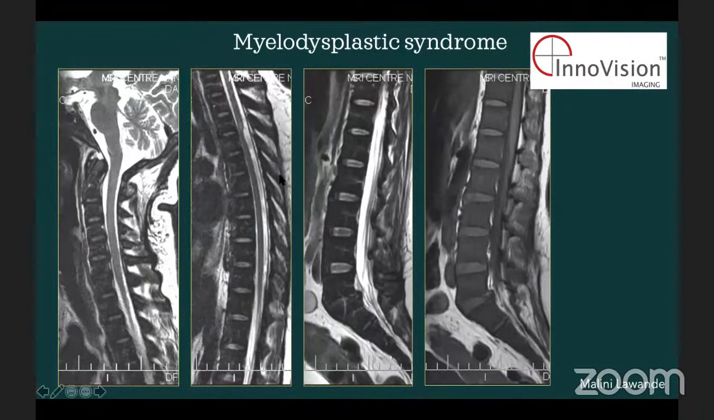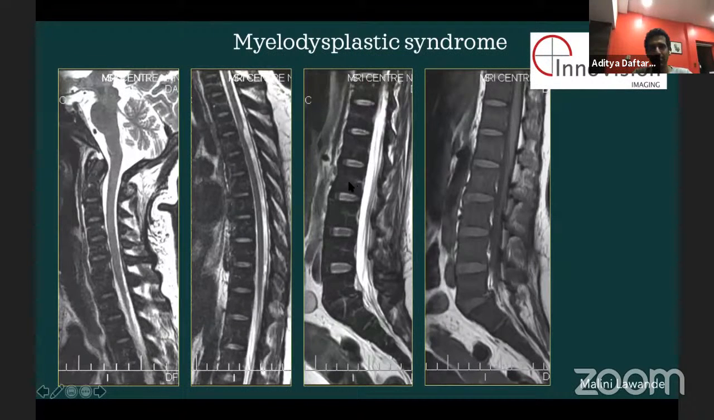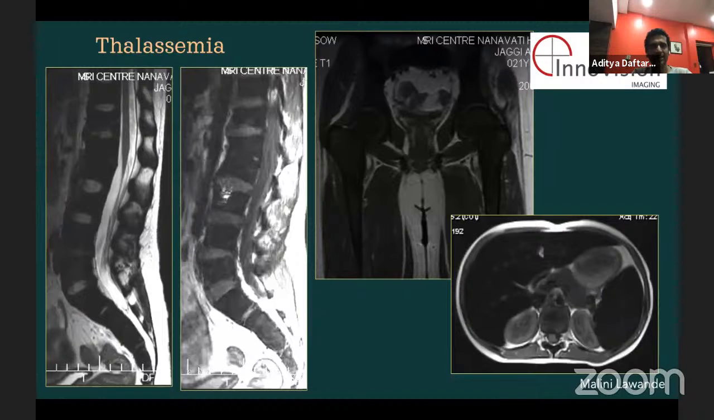Here now is somebody who's got a myelodysplastic syndrome. So the vertebral body is filled with very dark material all along. So this is a myelodysplastic syndrome. And then similarly here, when you have very, very dark signal, and that dark signal is also in the liver and in the other bones, then you can have it in something like thalassemia because of iron deposition.